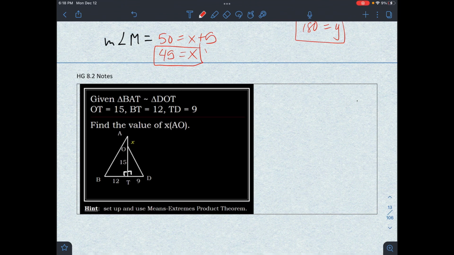Now, finally, setting up the means and the extremes on this problem is kind of important. Bat and dot, so keep those straight to each other. And so we know OT is 15, and OT corresponds to AT. So 15 is to AT, which is x plus 15.